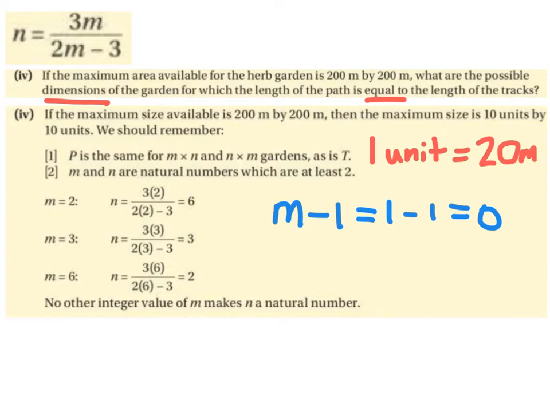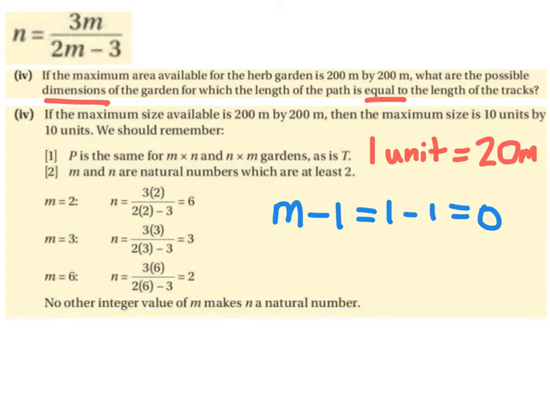So the formula that we were given in part 3 was n equals 3m over 2m minus 3. So we know we can't substitute in 1, but we can start off by subbing in 2. So if I let m equal 2, I'm going to have 3 multiplied by 2 in my numerator, divided by 2 multiplied by 2 minus 3. 3 by 2 is 6, 2 by 2 is 4, minus 3 is 1, and 6 over 1 is just 6. So if I have a 2 by 6 garden, then my path and my tracks will be equal to each other.